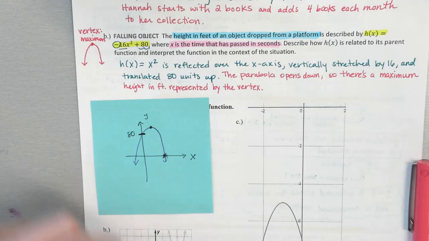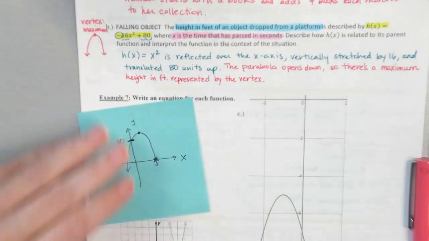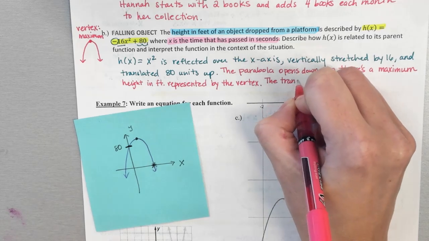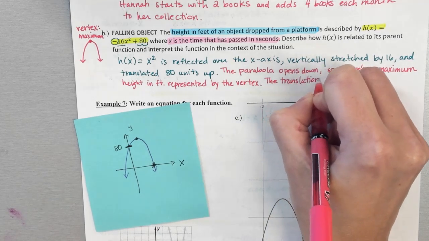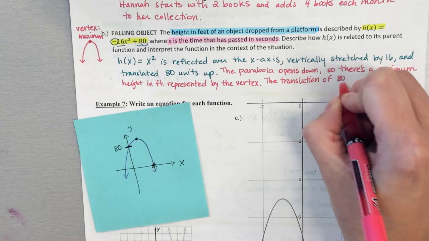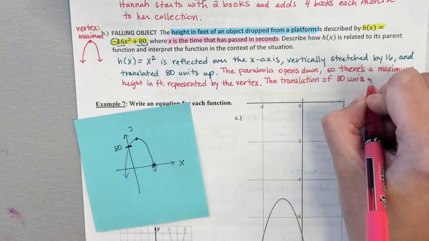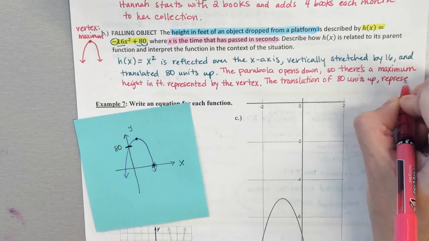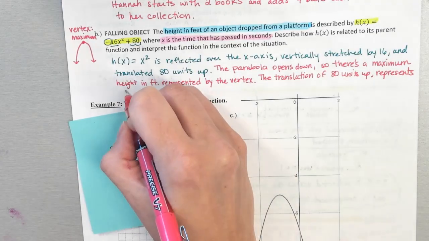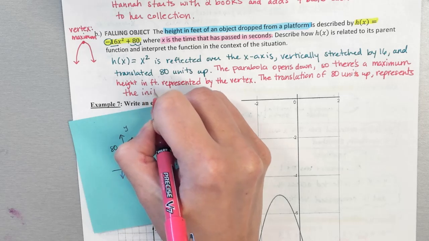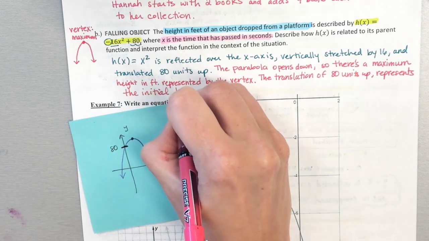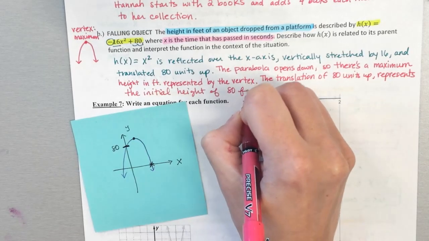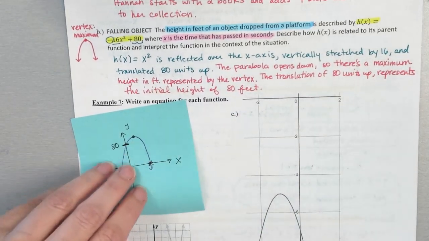Okay, so what we're going to say is the translation of 80 units up represents the initial height of 80 feet.